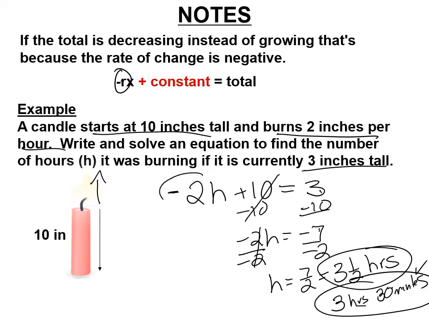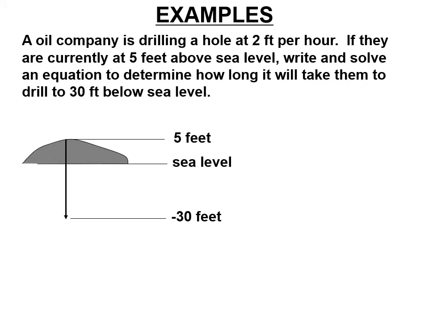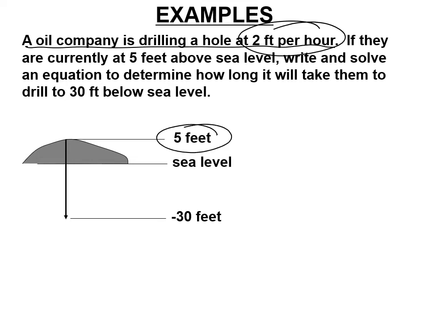But this problem is here. Anytime things are burning down or falling down, you're going to have a negative coefficient. This is another one with a negative coefficient, and this is literally the hardest one we do. An oil company's drilling a hole. They drill down at 2 feet per hour. It doesn't say that, but we're going down 2 feet per hour. They're currently at 5 feet above sea level. Write and solve an equation to determine how long it will take them to drill to 30 feet below sea level. That means negative 30.